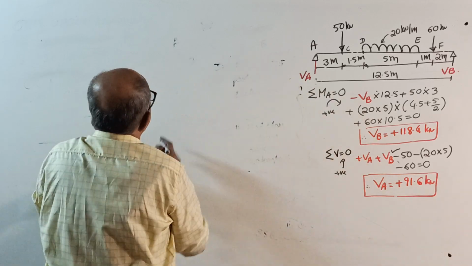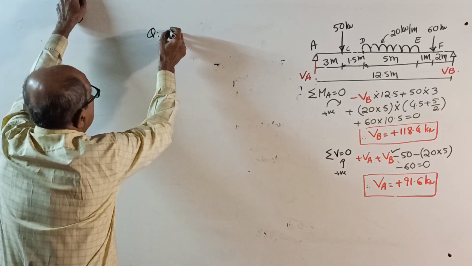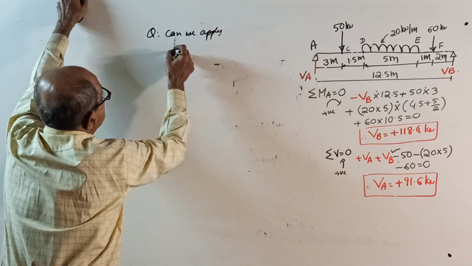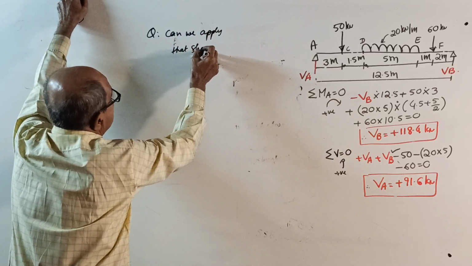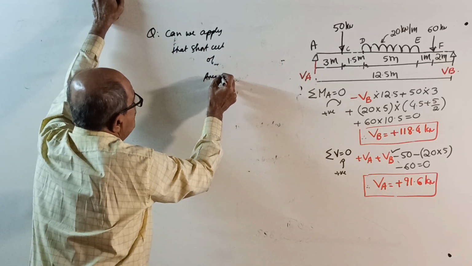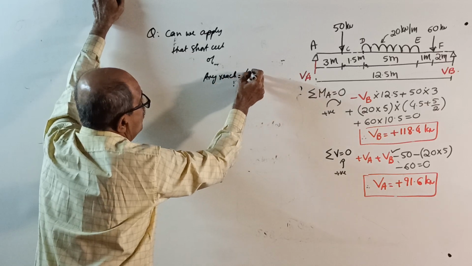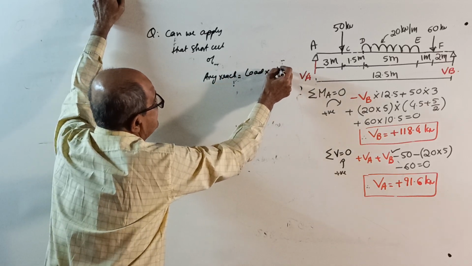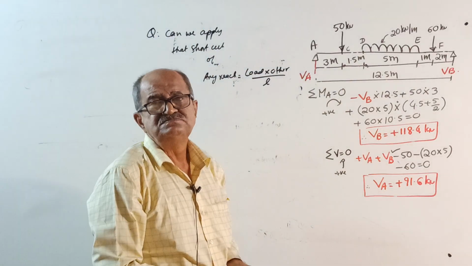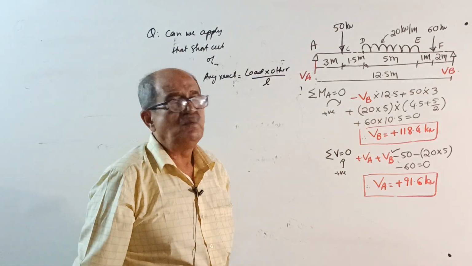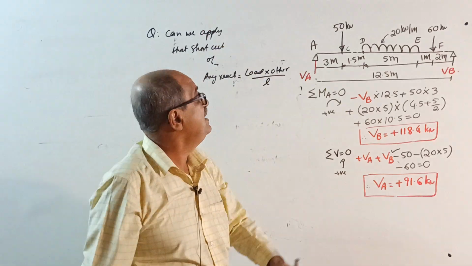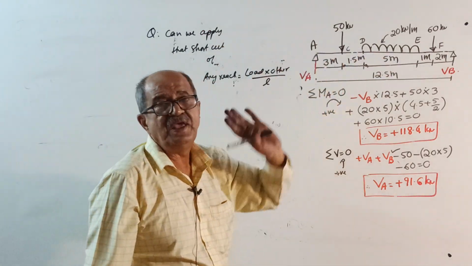Now, question. Can we apply that shortcut, any reaction equal to load into other distance divided by span? Can you apply it for this one? Someone will tell, no, you can't apply, because you said only one point load is there. But here there are 2 point loads and a UDL.